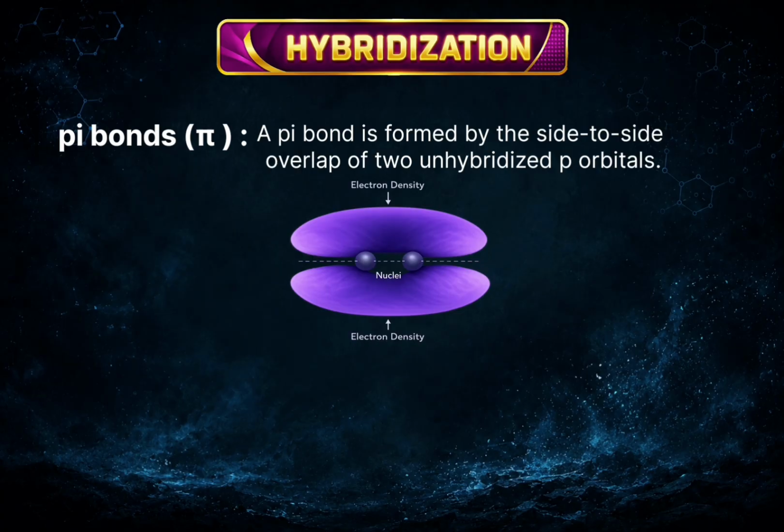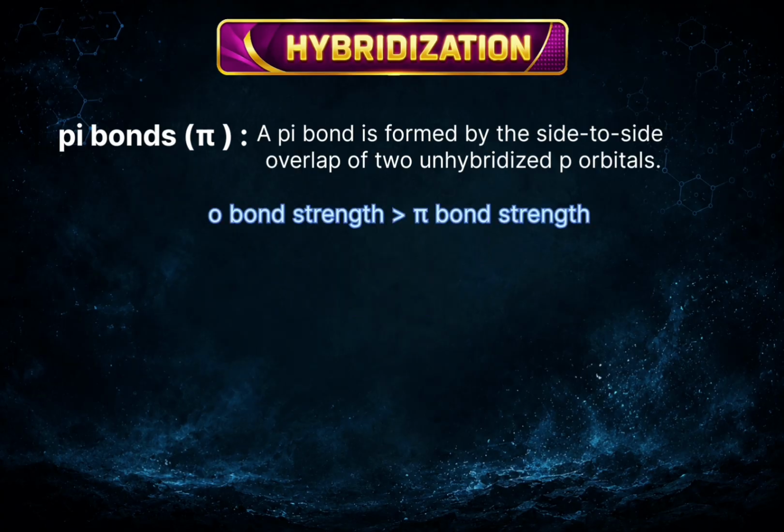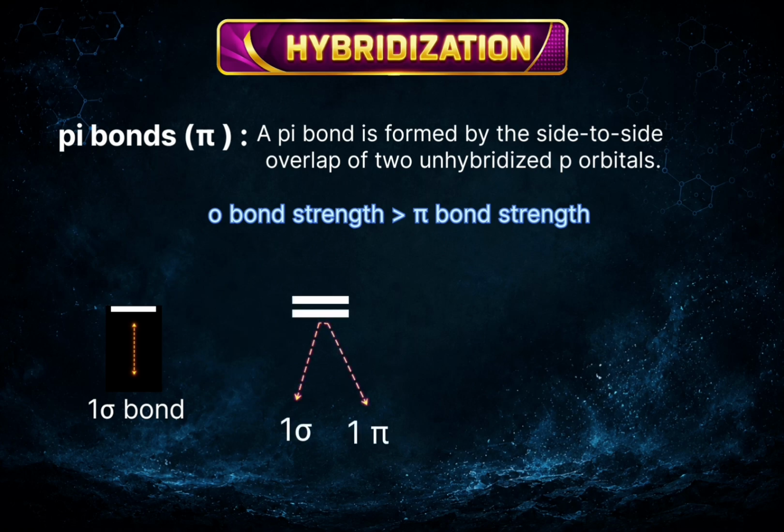Because this overlap is less direct, pi bonds are generally weaker than sigma bonds. Now let's put everything together. A single bond contains one sigma bond. A double bond contains one sigma bond and one pi bond. The first bond is always the sigma bond. The second bond is the pi bond.